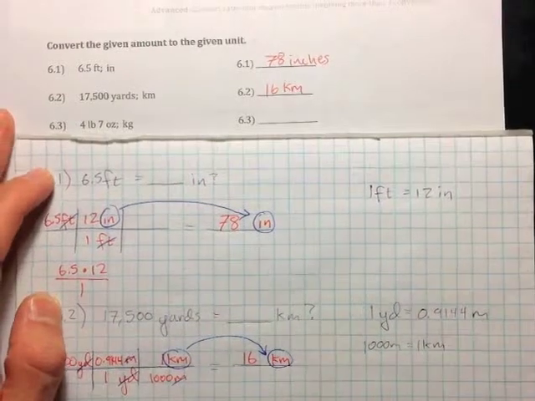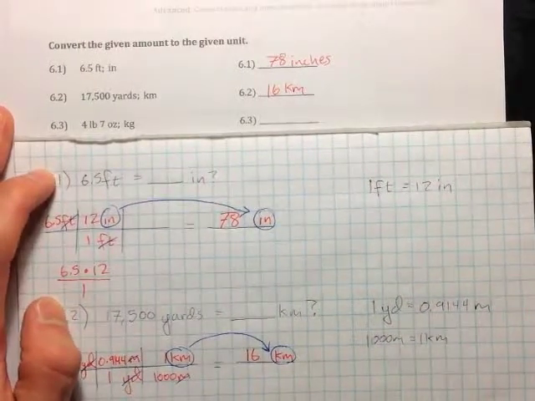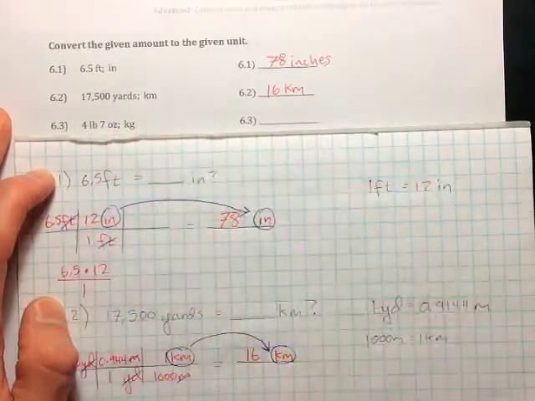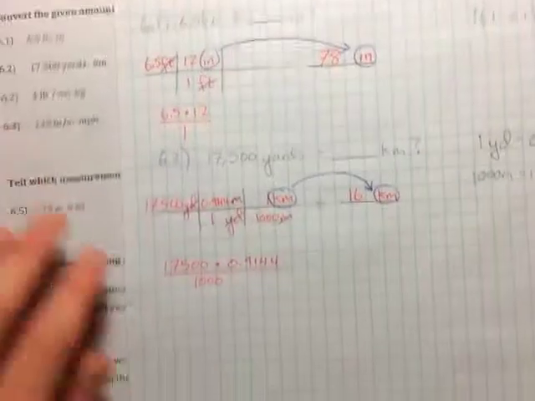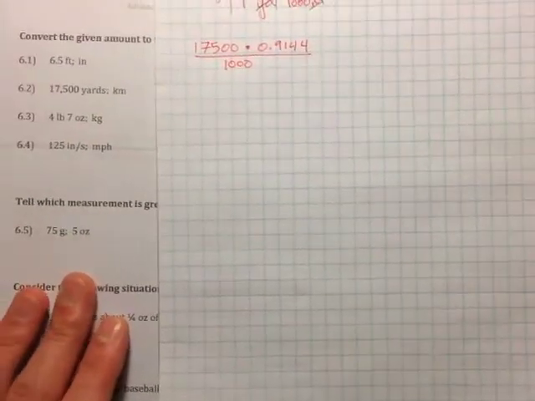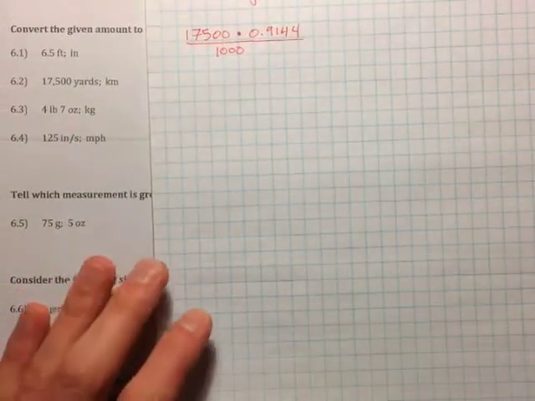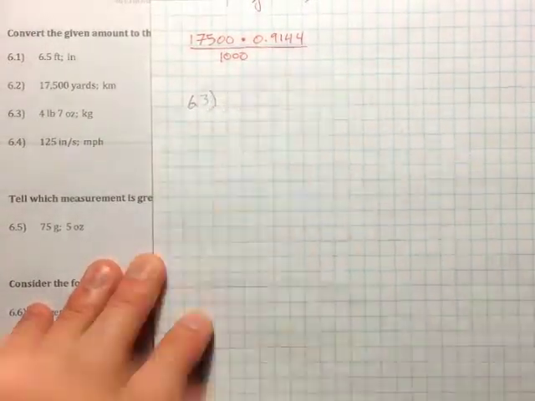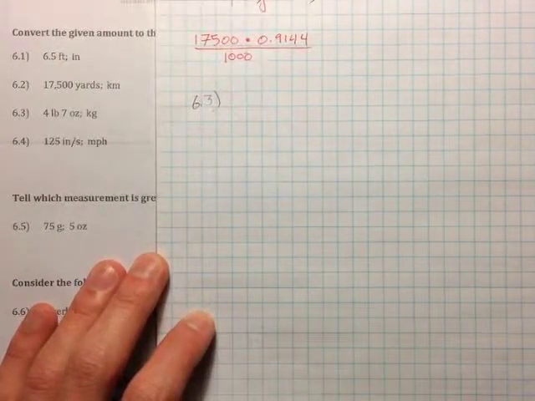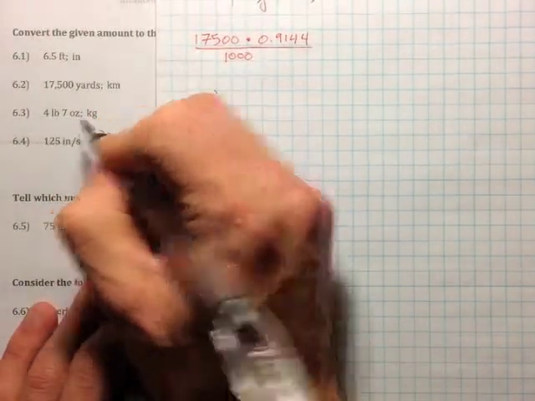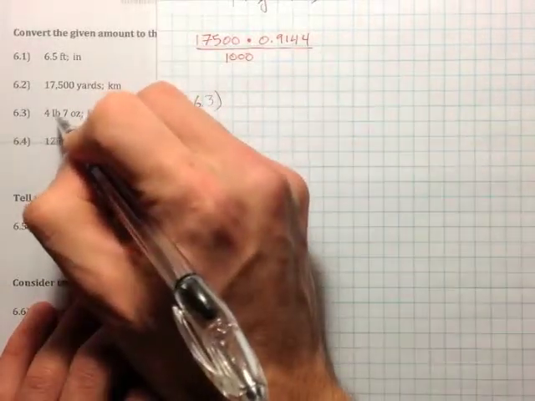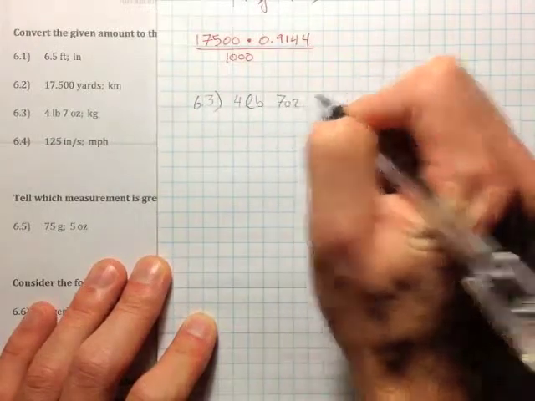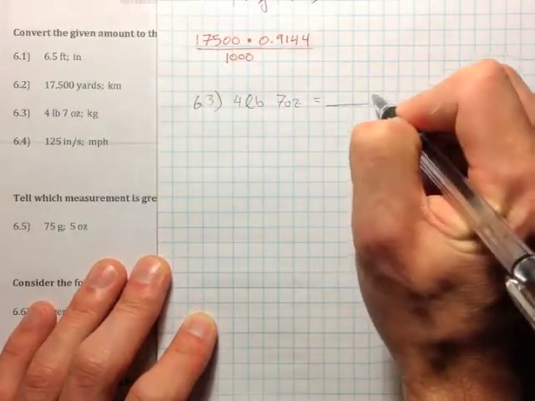Okay, let's move on to problem 6.3. We are asked to convert 4 pounds 7 ounces into kilograms. Now, this is a little bit more of a challenging one because this is what you might call a compound unit, maybe. We're just now learning about compound inequalities. A compound inequality is 2 inequalities put together. This is 2 measurements put together. 4 pounds, 7 ounces, and we're asked to convert that into kilograms.